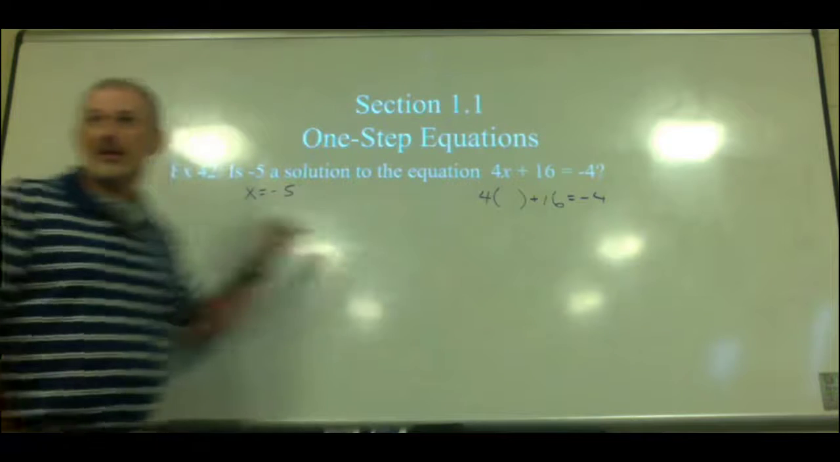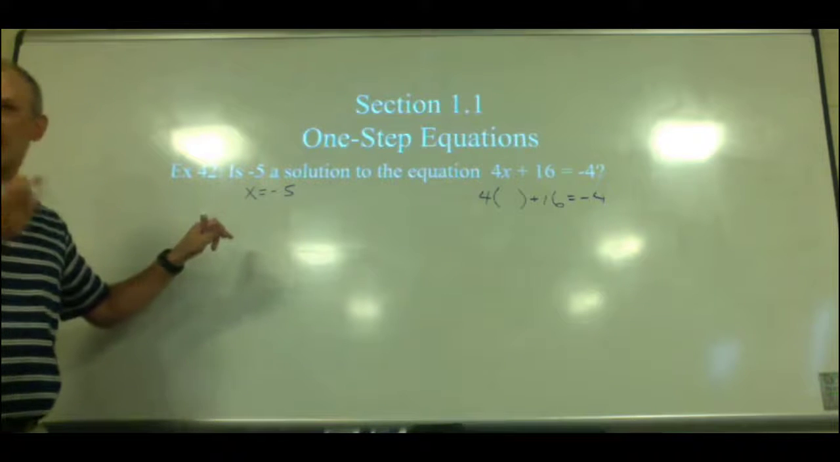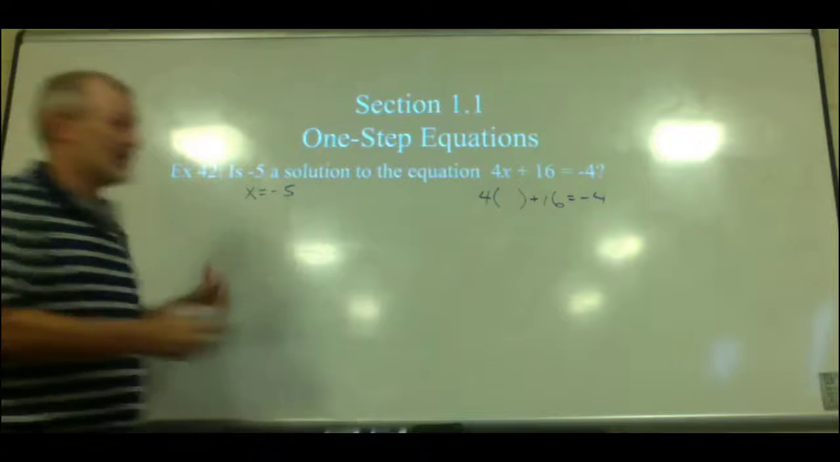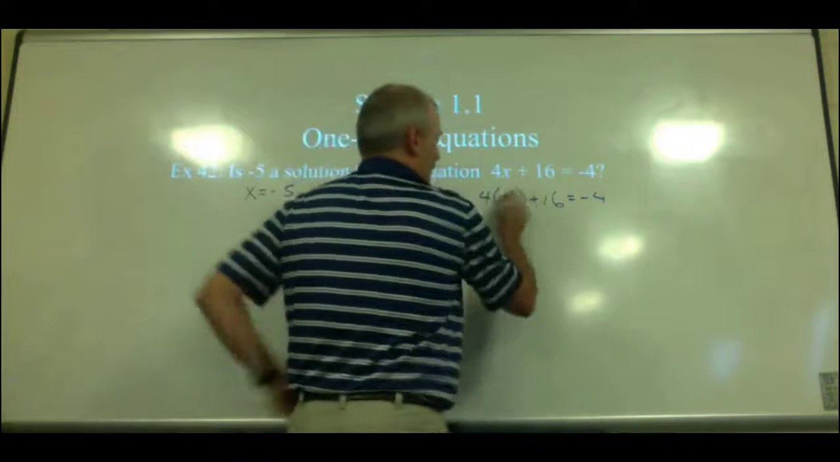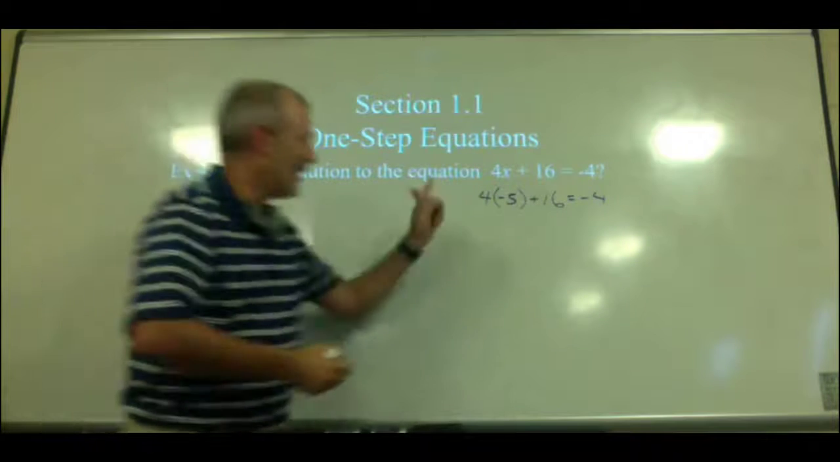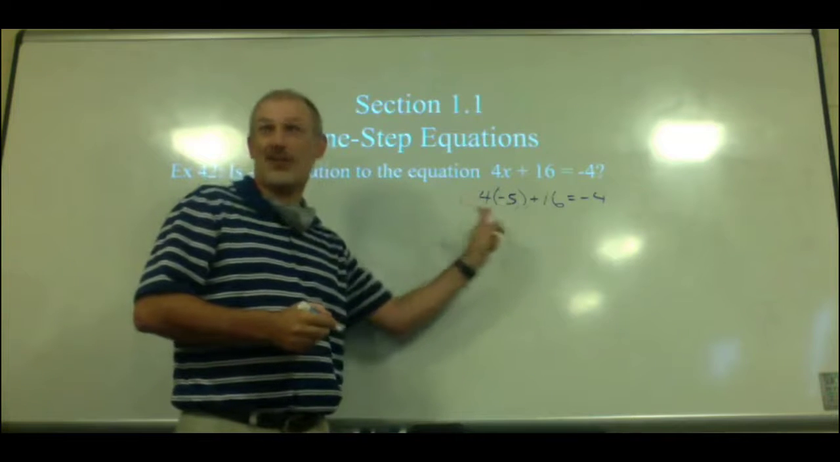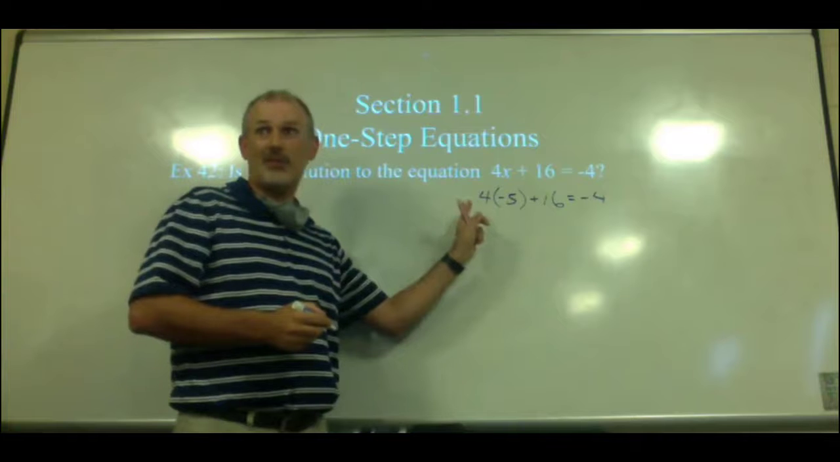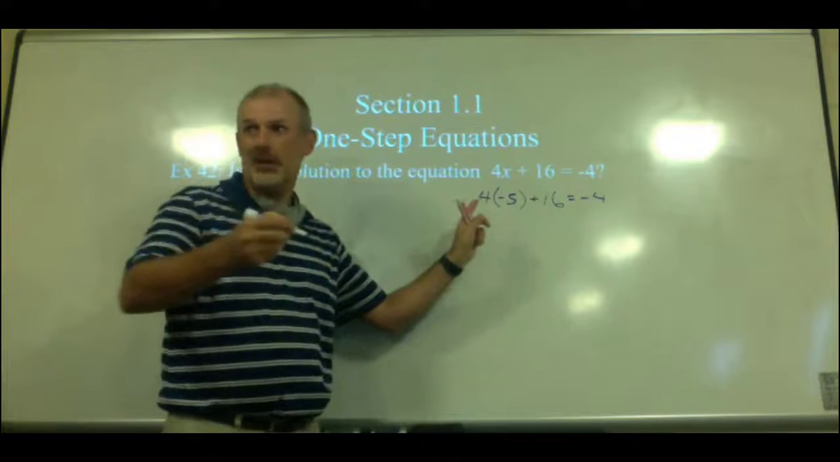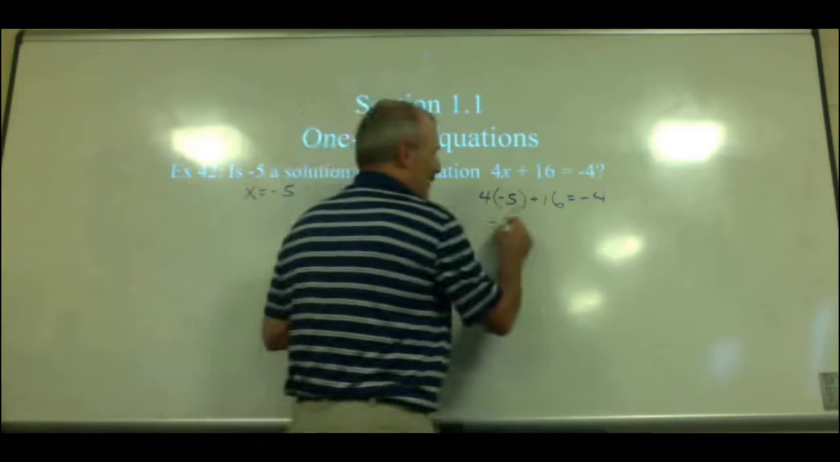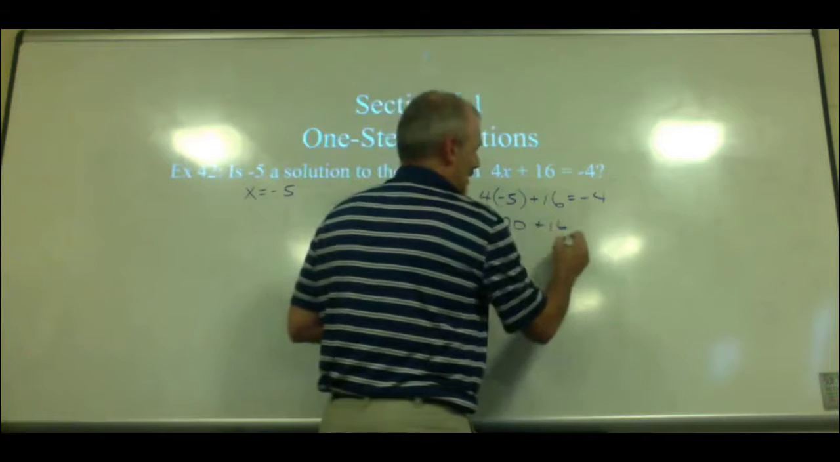So you're going to take that -5, and in place of the x, you're going to put in this -5. Just like substitution, like we did last week, right? So we're going to put in the -5. And you can use a calculator or not, but I don't have a calculator, so you're going to help me out. What is 4 times -5? Multiplication goes first, right? And what is 4 times -5? -20. And you can use a calculator for that, but -20 plus 16.